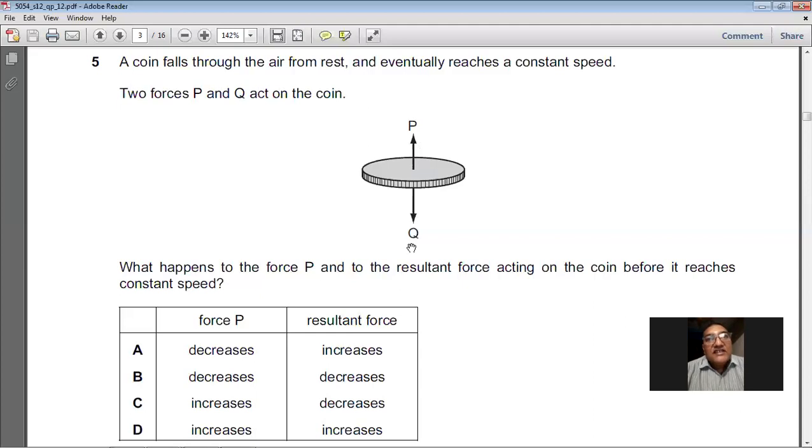The resultant force is the difference between these two forces. Initially the resultant force is maximum, and as the P value starts increasing, the resultant force starts decreasing. It's the same question like the one we did before, but that was about velocity and acceleration. This is about the air resistance and the resultant force. So the resistance force keeps on increasing, but the resultant force initially is maximum and then it gradually decreases. So force P will increase and the resultant force will decrease. So C is the choice. Question number 5, C is the right choice.